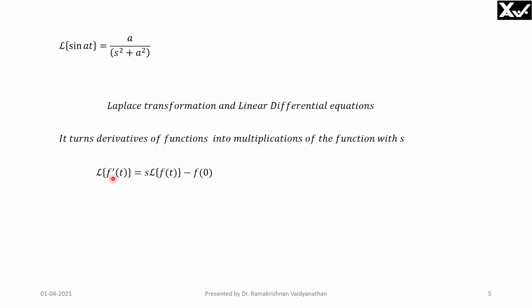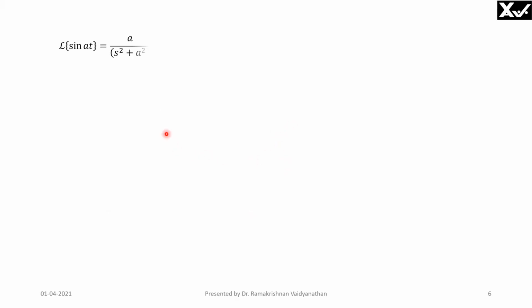So L of f dash t, this is the first order differential. Laplace transformation of this is given by S into L of the basic function f of t minus the initial condition f of 0. Similarly, second order differential Laplace transformation is given by s squared into the Laplace transformation of the basic function. This is the beauty of Laplace transformation, which helps in solving the linear differential equations so easily.